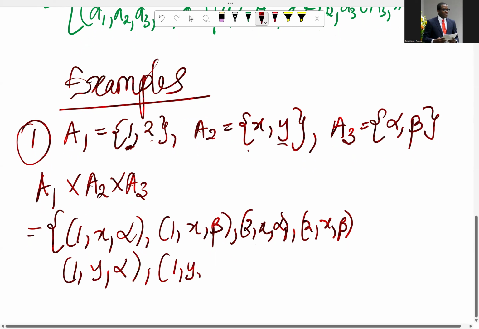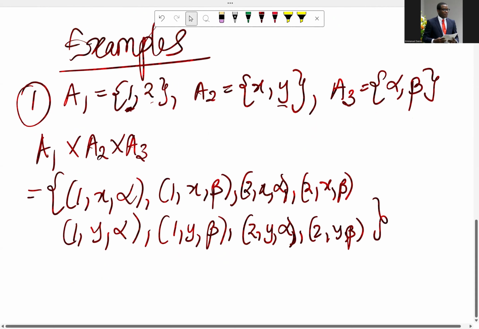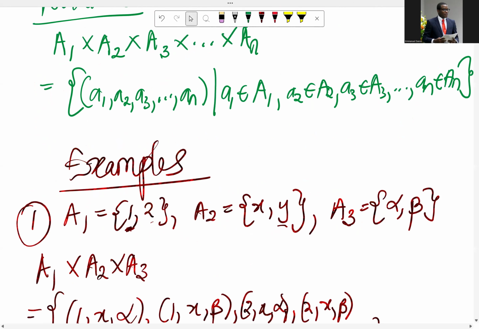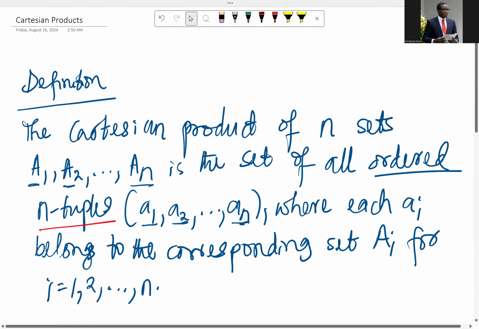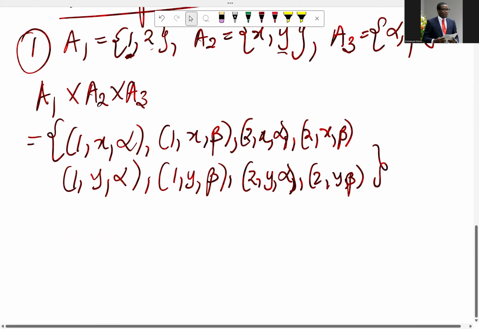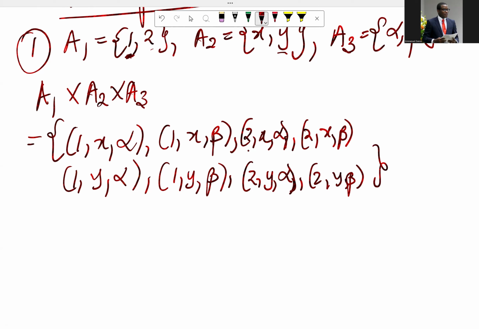So this is the set. Sorry, this is the Cartesian product of these three sets, and you see that's the set. It has eight elements, or better said, eight triples: one, two, three, four, five, six, seven, and eight. So that has eight triples in the set.